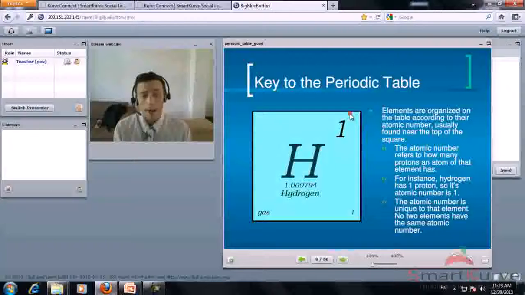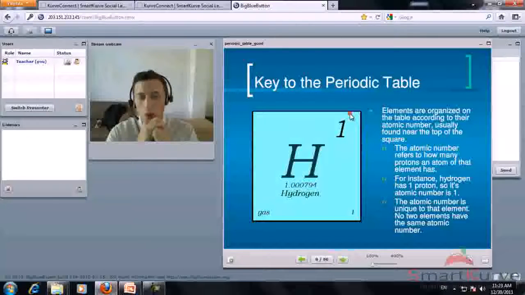Now, most of the time, elements like hydrogen will have the same number of protons and electrons. So hydrogen, for example, with 1 proton is also going to have 1 electron.